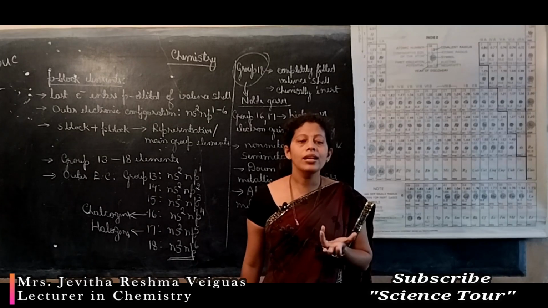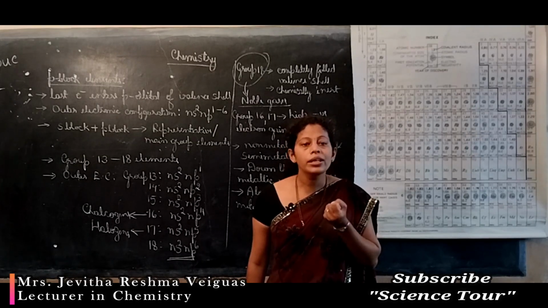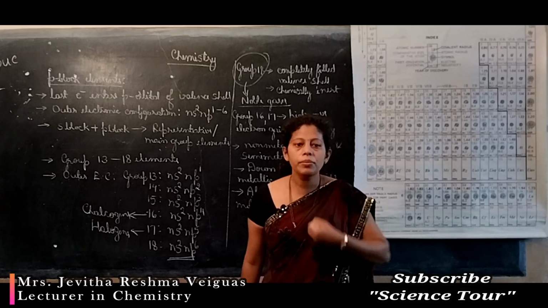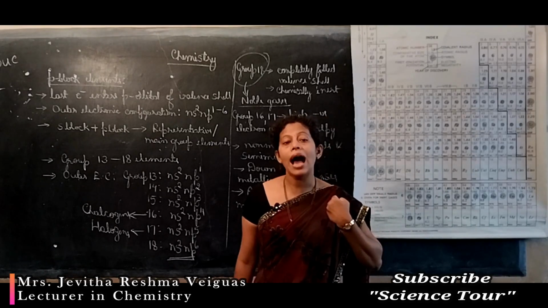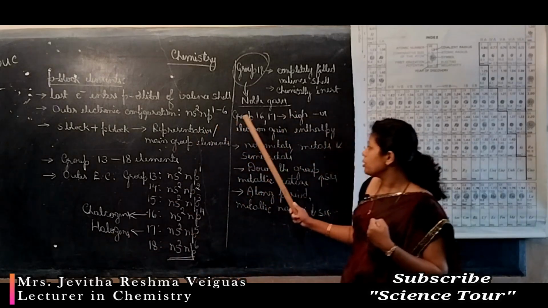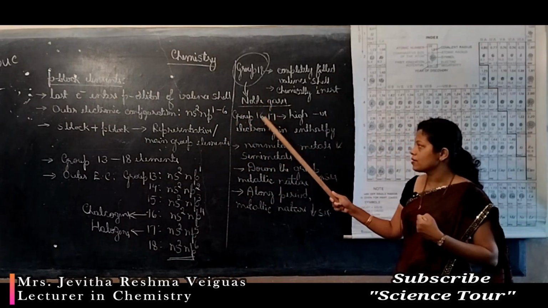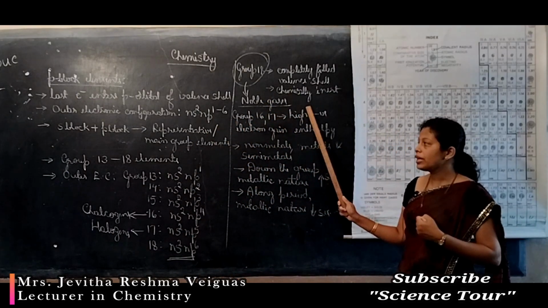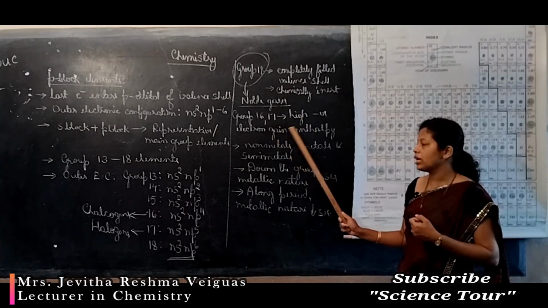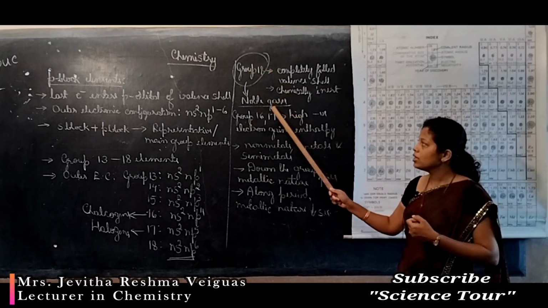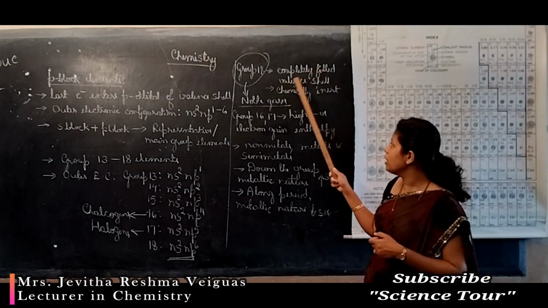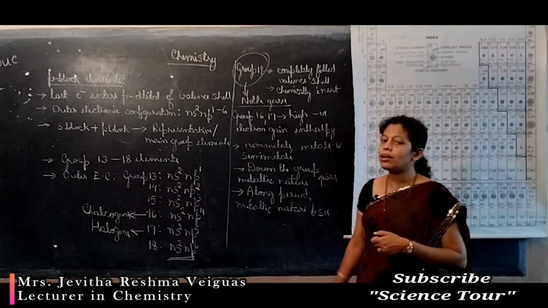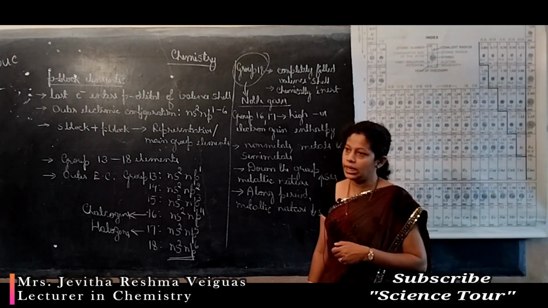Non-metallic nature means the tendency to gain electrons increases. Metallic nature means tendency to give electrons. Non-metallic nature is the tendency to accept electrons. Except group 18, the noble gases, the rest can all accept or gain electrons. Group 18 generally does not gain electrons. Why? Because it has a completely filled valence shell, hence they are chemically less reactive or chemically inert.